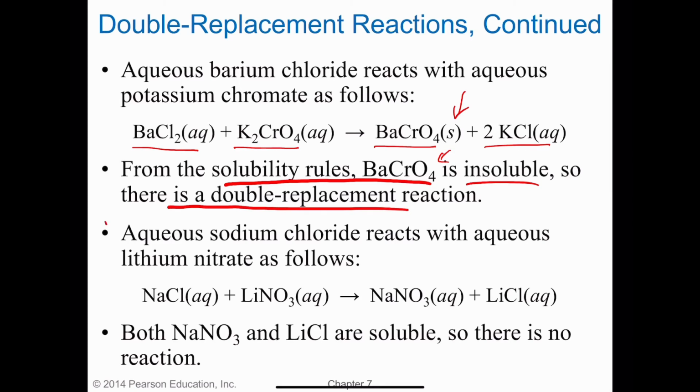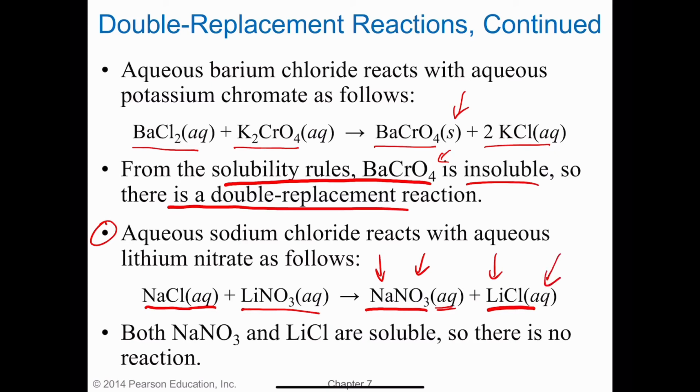So here's a second example. Aqueous sodium chloride reacts with aqueous lithium nitrate, and we would theoretically make sodium nitrate and lithium chloride. However, according to rule 1, ions with sodium would be soluble, and rule number 3, ions with nitrate are soluble, so that's why we have aqueous right here. And then similarly, rule number 1 again, lithium is a group 1 metal, that's going to make it a soluble compound, so again we have aqueous.